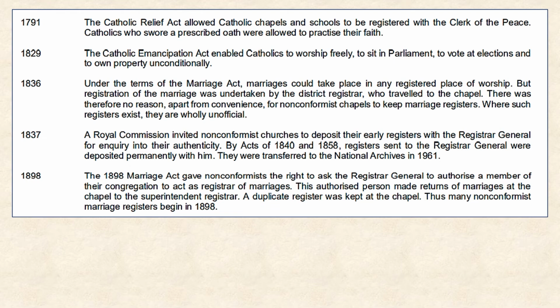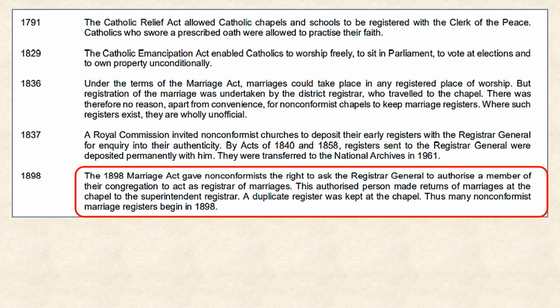In 1837 then we get a call for the records to be deposited with the Registrar General, and as you can see in 1961 these records were transferred to the National Archives, and that's an important fact to note. By 1898 then the Marriage Act gives non-conformists the right to ask the Registrar General to authorise a member of their congregation to act as Registrar of Marriages. So this authorised person would make returns, and there would still be a duplicate at the chapel.